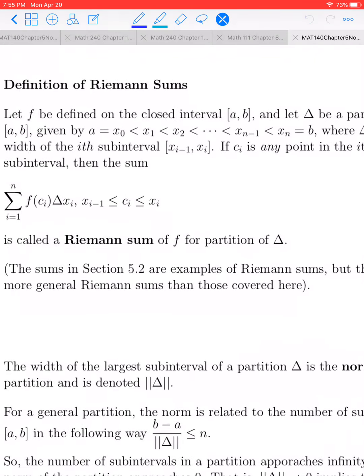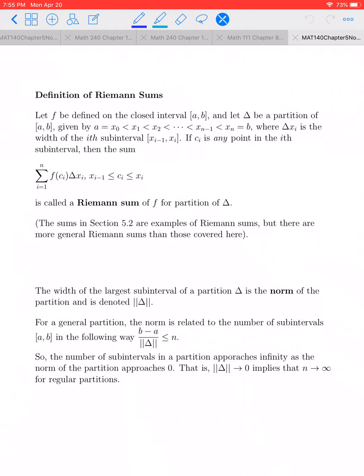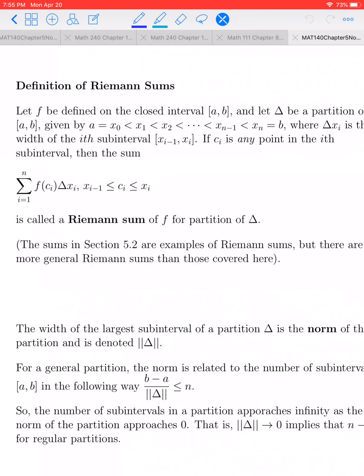Just to recap some of the ingredients that were at play here. The definition of Riemann sums: let f be defined on the closed interval a to b, and let delta be a partition of [a, b]. In other words, we take the interval a to b and break it up into n subintervals. The first one starts at x sub 0, which is equal to a. The x sub n is going to be equal to b. And we have this sequence of x1, x2, up to x n minus 1, and up to xn, in between those.